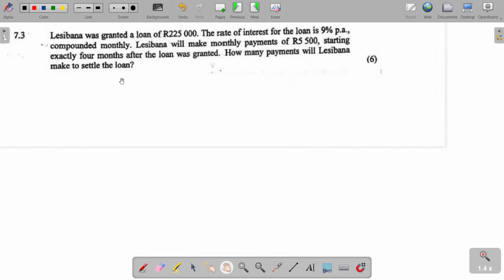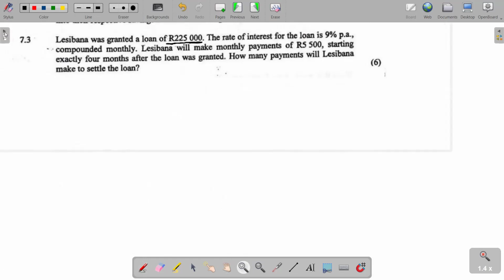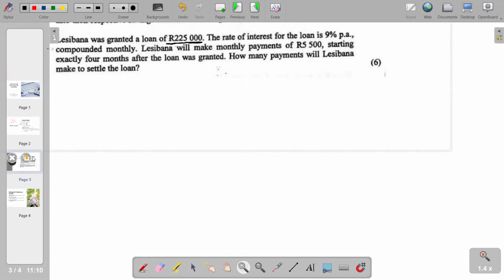So we want to determine the number of payments that are going to be made. But after reading this, we have to identify the correct formula that we have to use. From the formulas that you are given, this person is granted a loan, and the loan is granted now. So this is the present value. But they are going to make monthly payments to pay the loan. So whenever you are talking of repayment of a loan, we use the formula for the present value of an annuity. So we are going to use this formula.